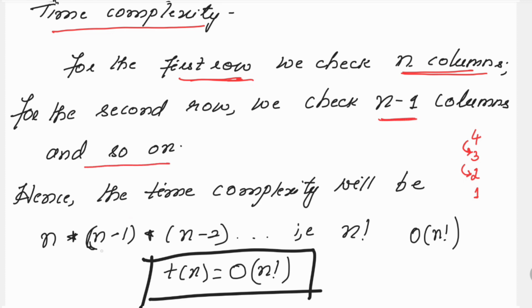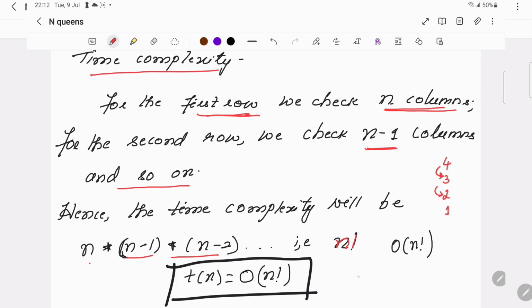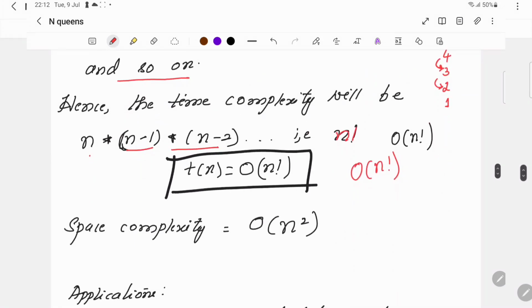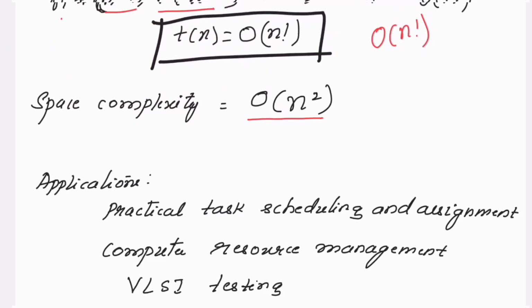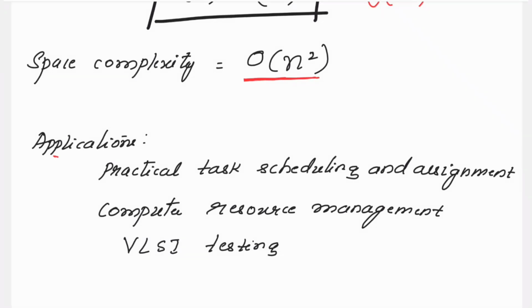So the time complexity will be what? n into n minus 1 into n minus 2, and so on. That's why the time complexity for the n queens problem is big O of n factorial. And the space complexity of the n queens problem is big O of n square.